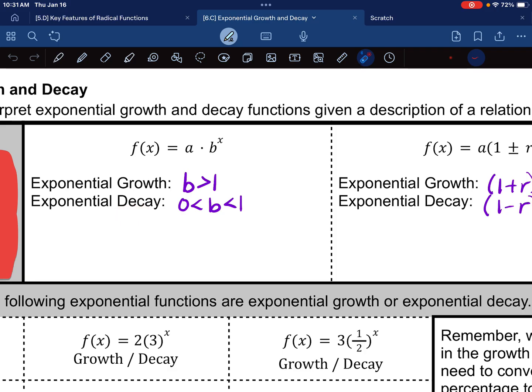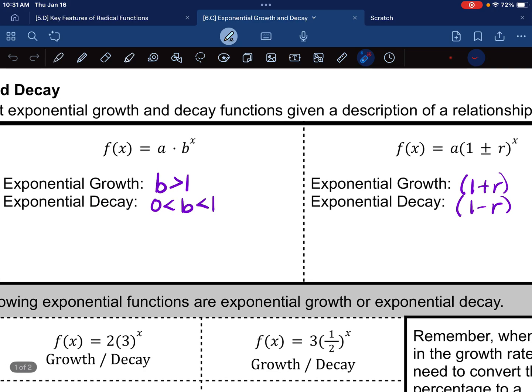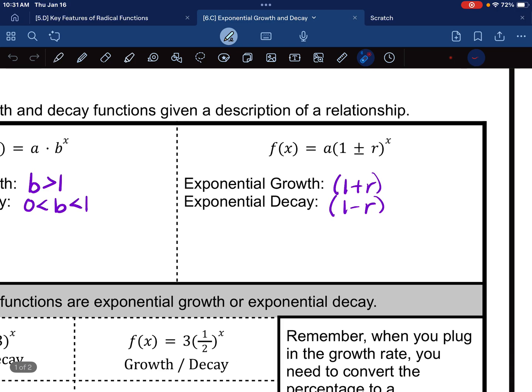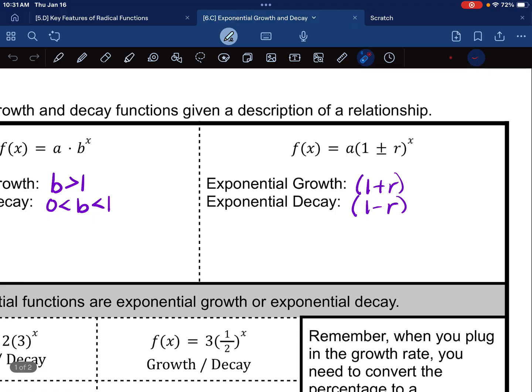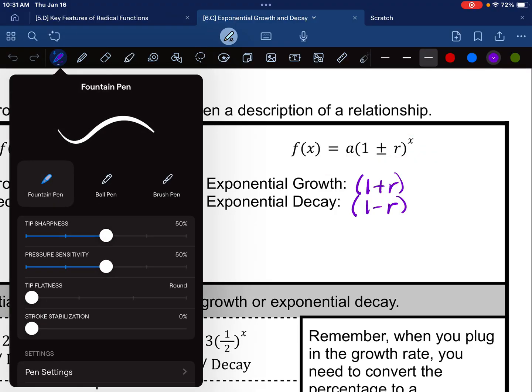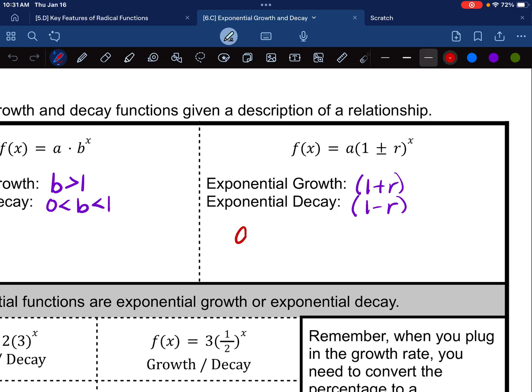Now, sometimes we'll get things that give us percentages. And so when we see a percentage, we have to use a different formula. So the formula looks like this, okay? A is still the initial amount. But in this case, they break up the b value into 1 and then either plus r or minus r, where r is called the growth or decay rate.